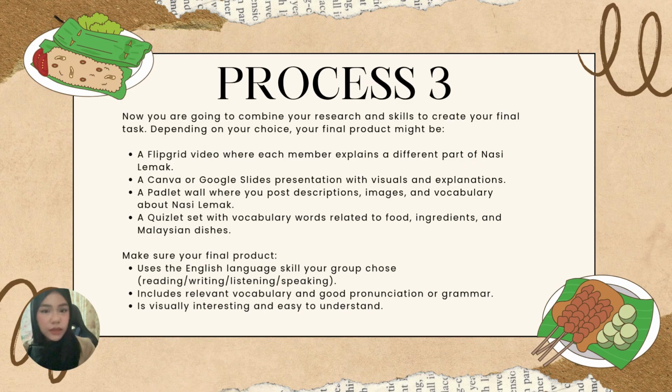For process 3, after students do their research, students need to combine the research and create a final task, where each group member explains a part of Nasi Lemak. The final product might be a Canva, a Padlet wall, or a Quizlet set. And make sure students' final product uses English language skills, includes relevant vocabulary and correct pronunciation or grammar, and is visually interesting and easy to understand.